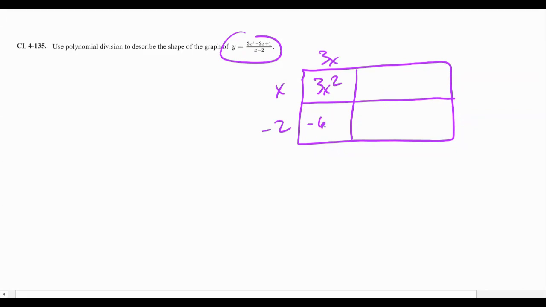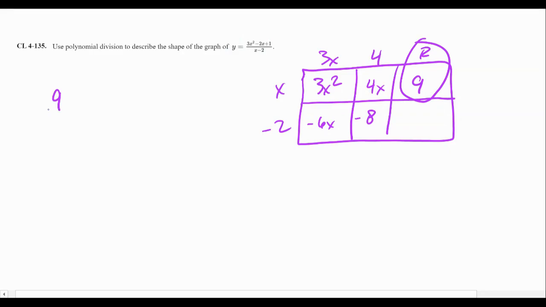So negative 6x needs to add to negative 2x. So that would be positive 4x, which gives me 4 there, and negative 8. And that needs to add to positive 1. So my remainder here is 9. So if I were to rewrite this into transformation form, this is y equals remainder of 9 over x minus 2, and then plus 3x plus 4.